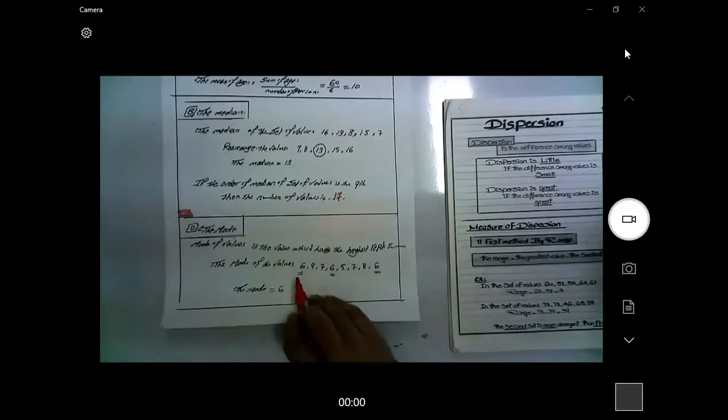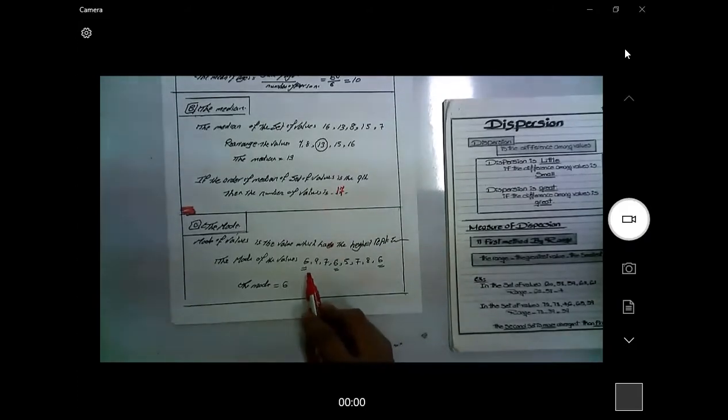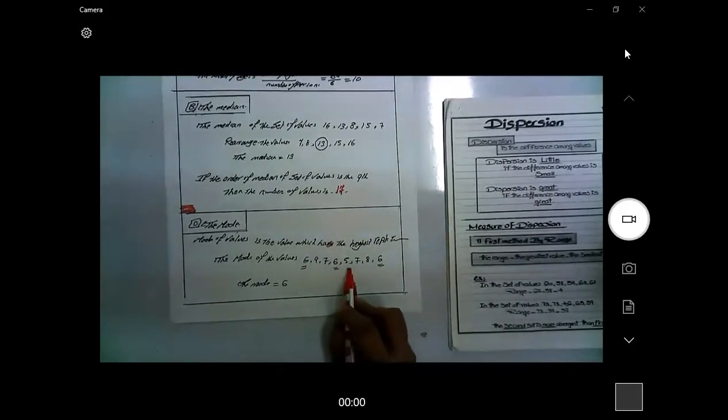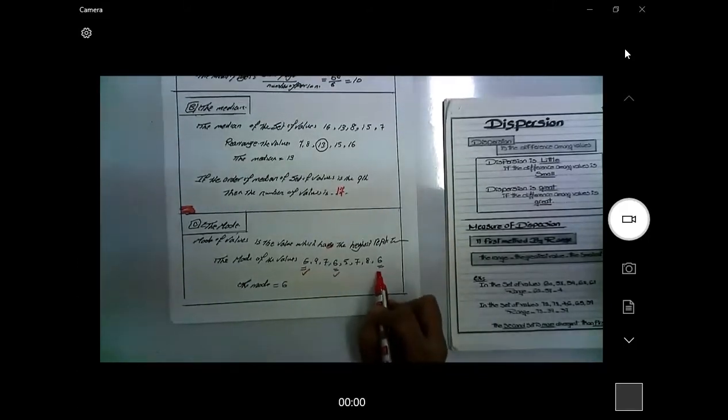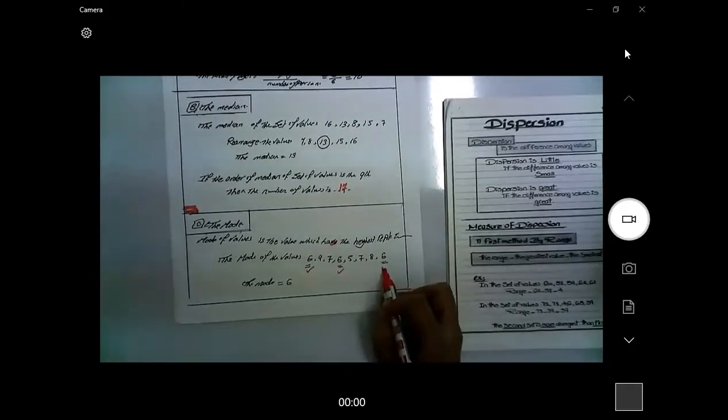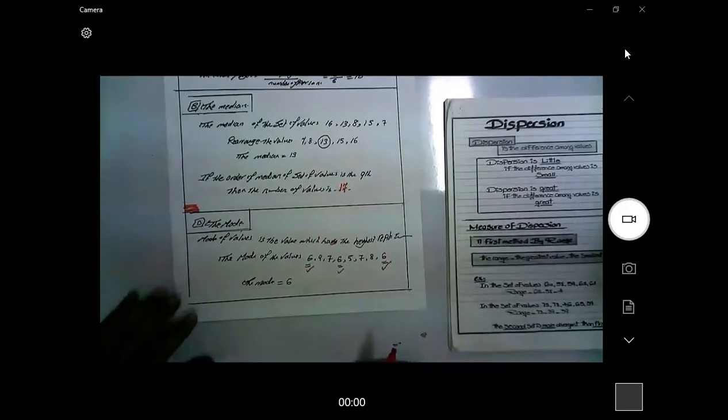The mode of values. If we have the set of values 6, 9, 7, 6, 5, 7, 8, 6, the mode of these values is the value which has the highest repetition, the most repeated value. The most repeated value is 6. Then the mode of these values is the value 6.